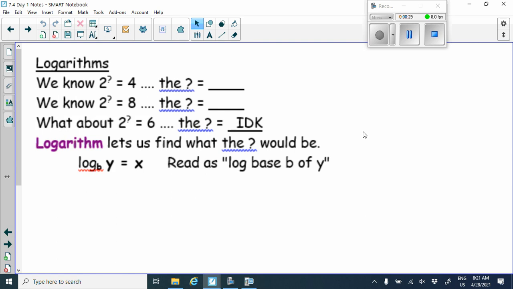2 to what power gives us 4? Well, we know what that is. That's going to be 2. We can calculate that. What about 2 to what power gives us 8? Well, that's going to be 3. 2 to the third gives us 8.